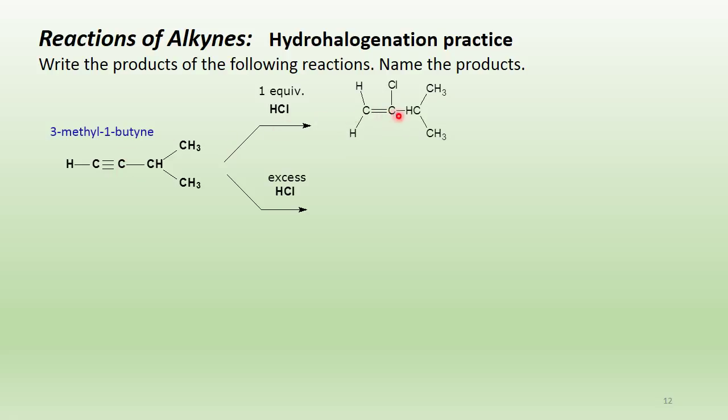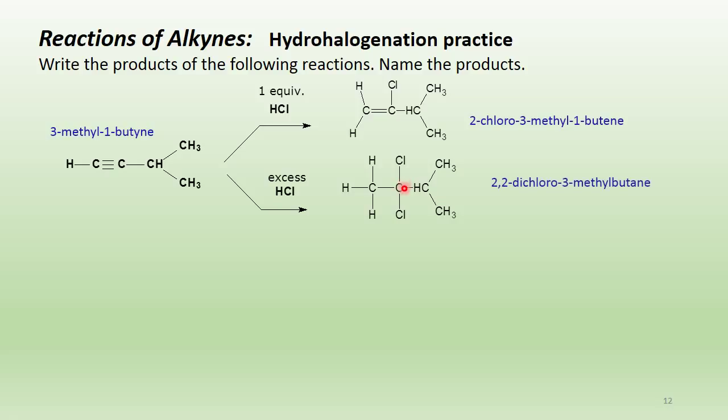We'll have an alkene. It will look like this. Now this will not be cis or trans because both substituents on this carbon are identical. Nevertheless, we can name this as 2-chloro-3-methyl-1-butene. Now if we added excess HCl instead of one equivalent, the reaction would not stop at the alkene. A second molecule of HCl would add. Hydrogen would add to the less substituted carbon and chloride to the more substituted carbon, giving us this product, which would be named 2,2-dichloro-3-methylbutane.